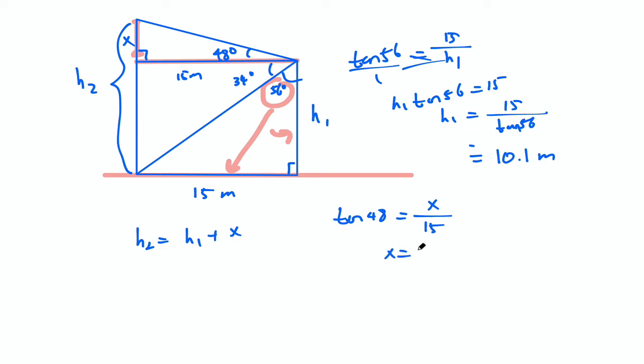So multiplying both sides by 15, you can isolate for the x here. So then you get approximately 16.7 meters. So then the second building is going to be 10.1 plus 16.7 meters tall. So that's going to be then 26.8 meters tall.